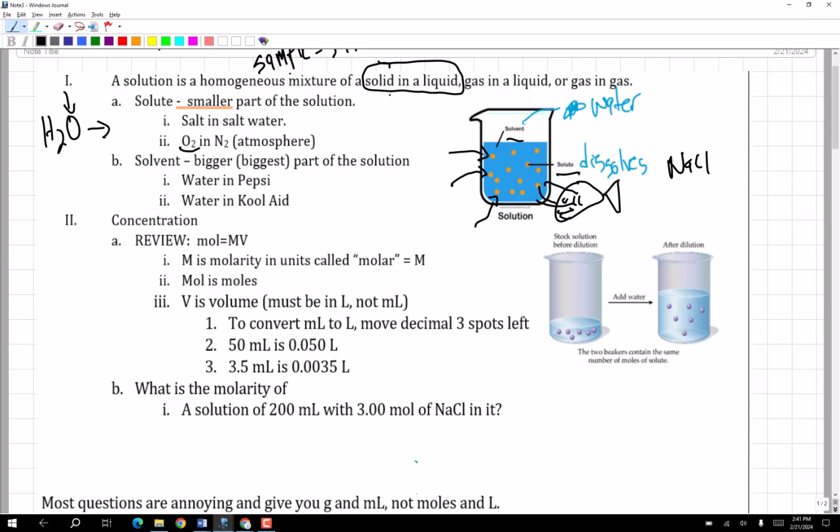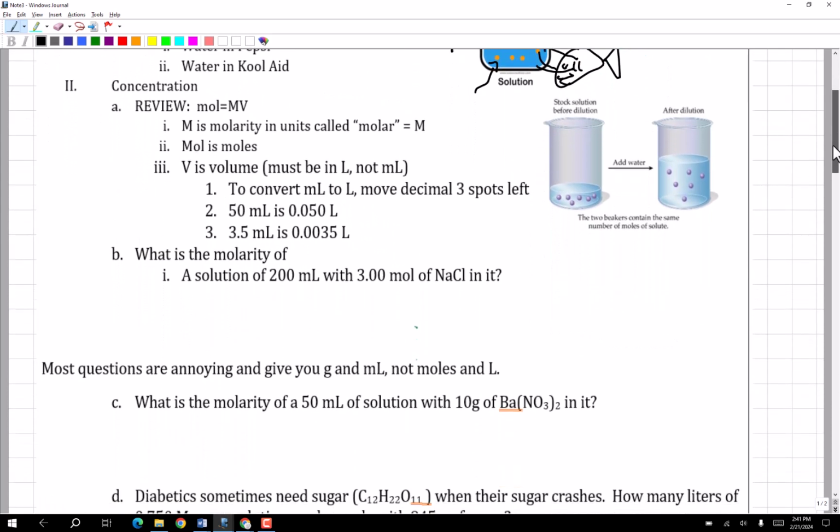The solvent is the biggest part of the solution. It's water in Pepsi, water in Kool-Aid. It can be other things, but that's about it.